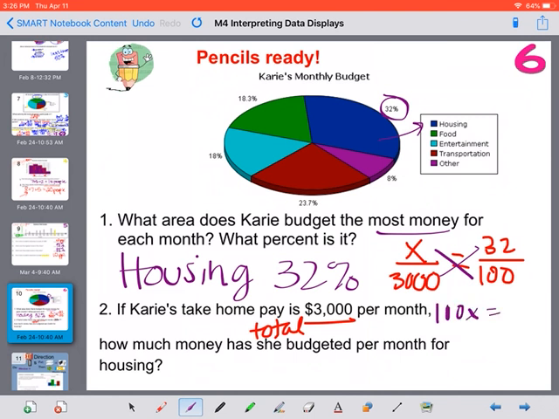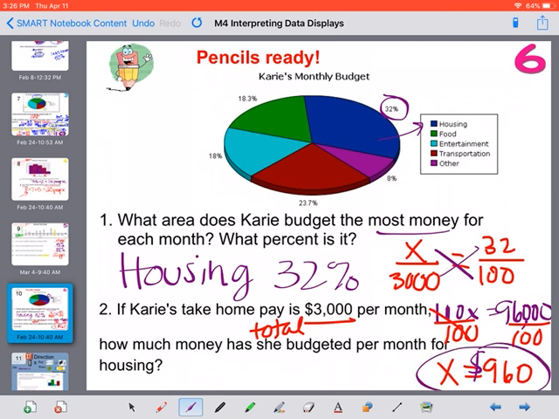32 times 3,000 gives us 96,000. And then divide by 100. And we get x equals 960. And we're talking about money. So she budgets or sets aside $960 for housing each month.